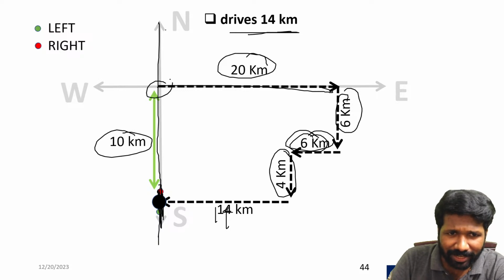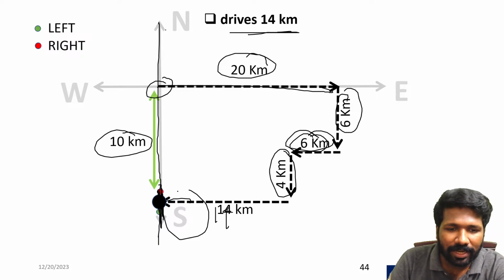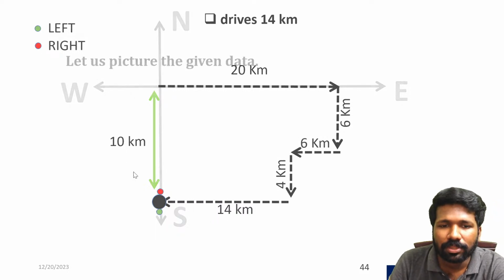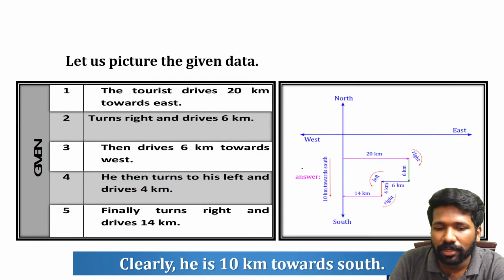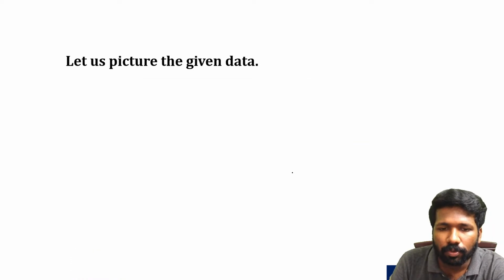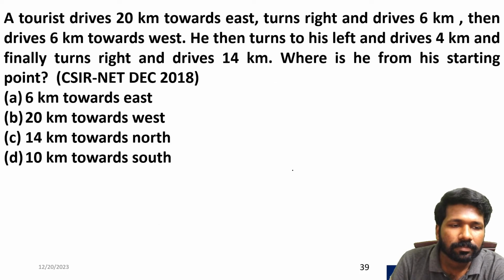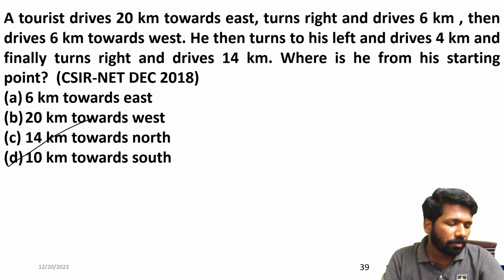And towards which direction? From the starting point. Clearly this is south direction because this is downward direction. So it is south 10 km. South 10 km. So 10 km towards south. Which option is it? Option D, 10 km towards south.